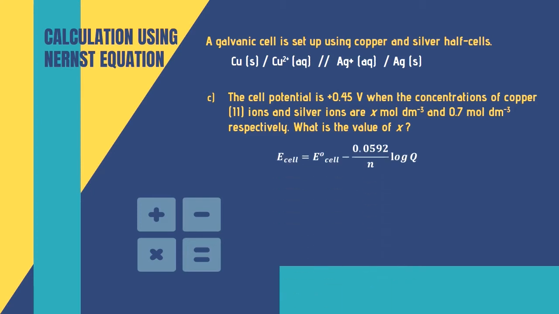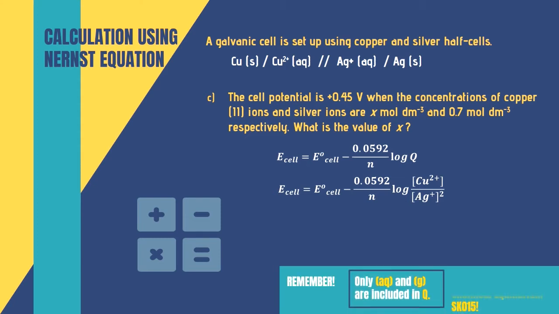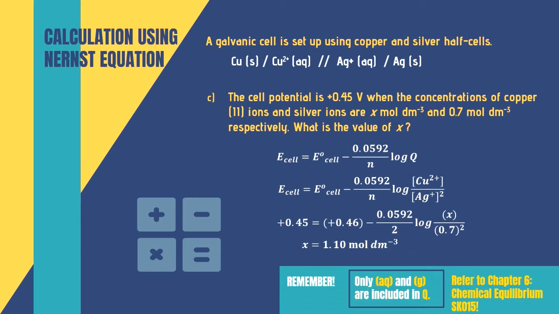From the overall cell reaction obtained earlier, the reaction quotient Q is the concentration of copper 2+ divided by the concentration of Ag+ squared. Remember, only aqueous and gas phases are included in your reaction quotient Q. Refer to Chapter 6, Chemical Equilibrium SK015. By substituting all the values in the Nernst equation, X is obtained.